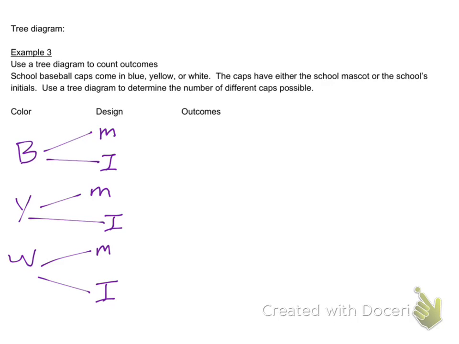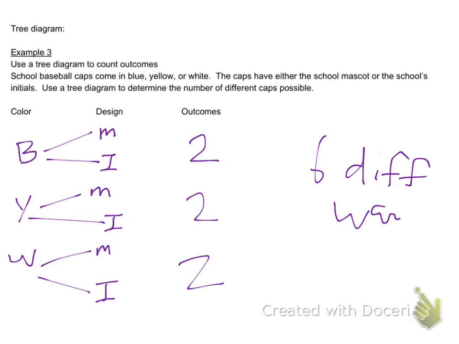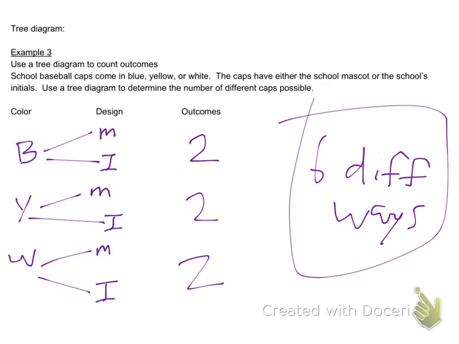So, how many different blue caps can I make? A blue cap can have a mascot, or a blue cap can have initials. That's 2 outcomes. The yellow cap has 2 outcomes. The white cap has 2 options. How many total different ways can I make the baseball caps then? 6 different ways. So we have 6 different ways we can make caps.